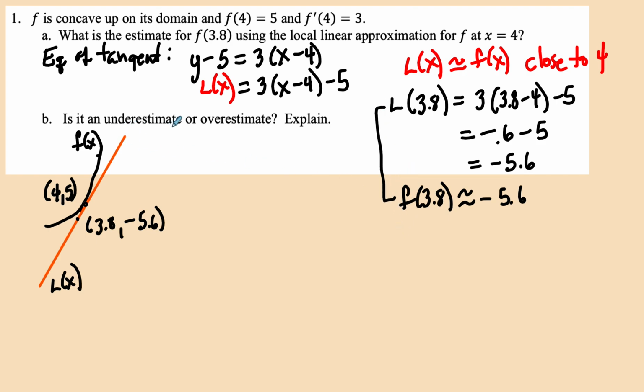Now, is this an underestimate or an overestimate? Since the line is sitting under the curve, because this is concave up, then we say that the negative 5.6 is an underestimate, because the actual value is a little bit higher since the tangent line is sitting underneath the curve.